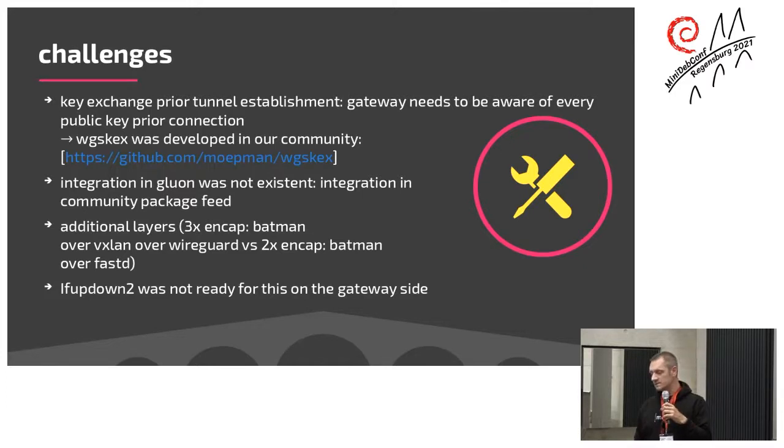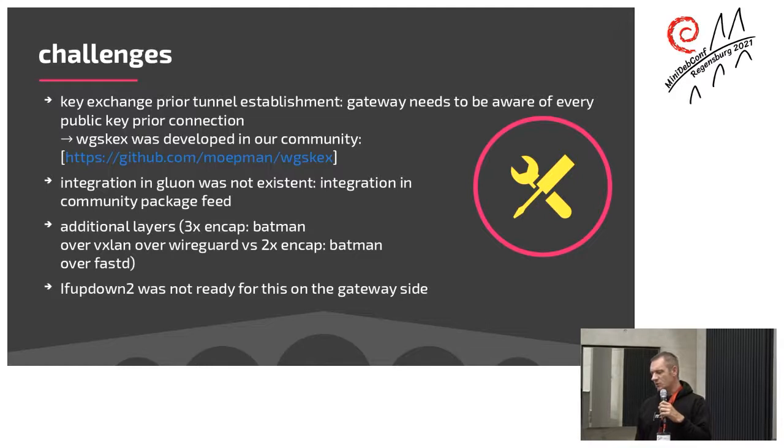Basically, when the node is booting, it transmits its public key to our gateways, and then the VPN connection can take place. The integration on the node side, on the Freifunk router, was not existent, so we had to integrate some stuff in the community packages to make the node, the small piece of hardware, aware of WireGuard so it could work.